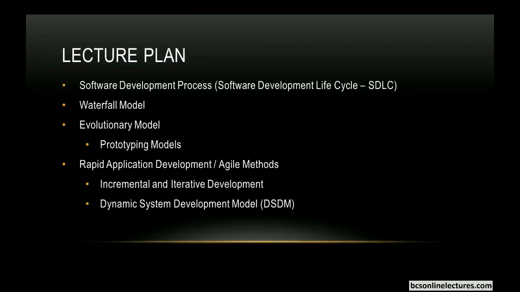First, we will discuss the software development process, or what we call the software development life cycle, or SDLC in short. Then we will discuss the waterfall model. We will discuss different models of software development. First is the waterfall model. Second, the evolutionary model. Under that, we will discuss a prototyping model. Then we will discuss rapid application development models, which we also call agile methods. Under that we will discuss incremental and iterative development process and dynamic system development models.